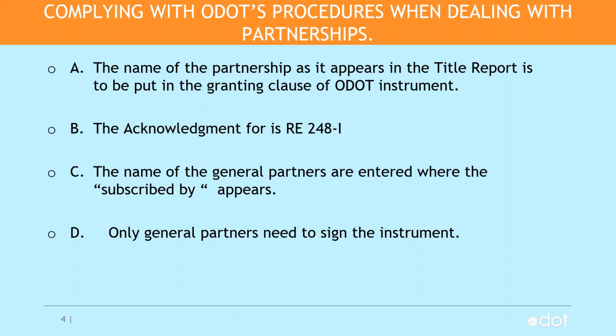That's the form. The names of the general partners are entered where the "subscribed by" appears, because the general partners, or at least one of them, will be signing the instrument. Only general partners need to sign the instrument. As we discuss later in this session, what partnerships are like, the difference between a general partnership and a limited partnership, and the authority of the partner.